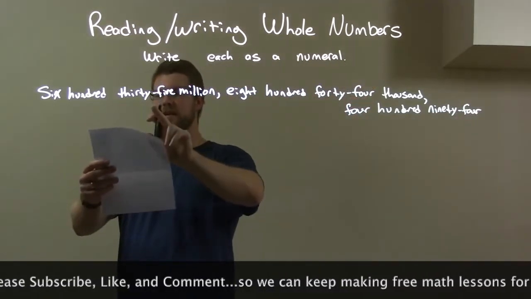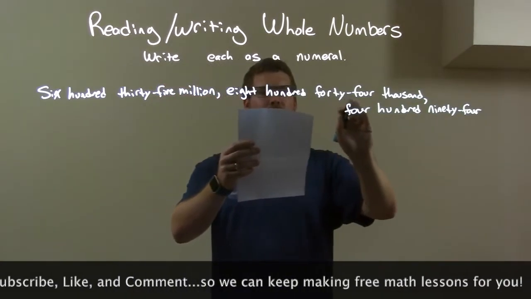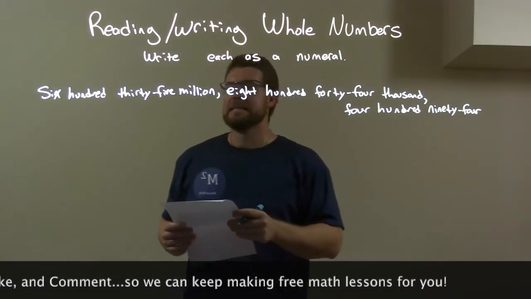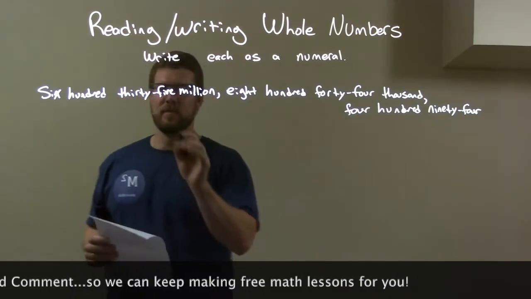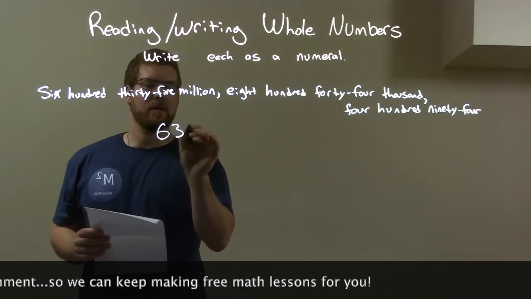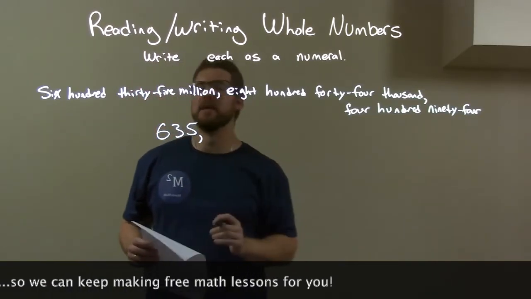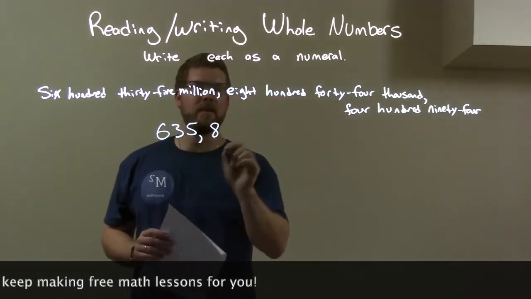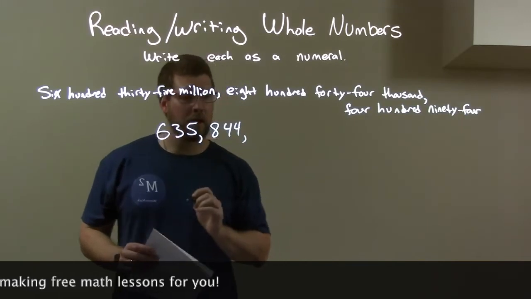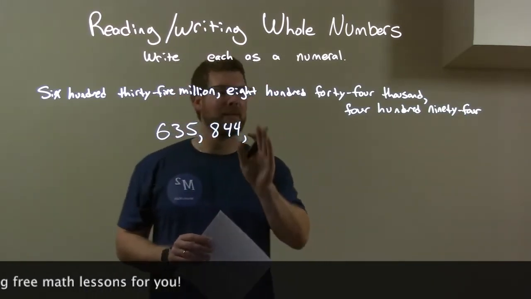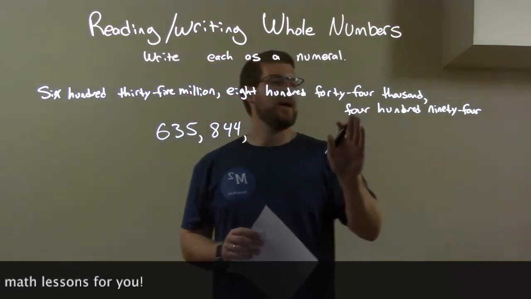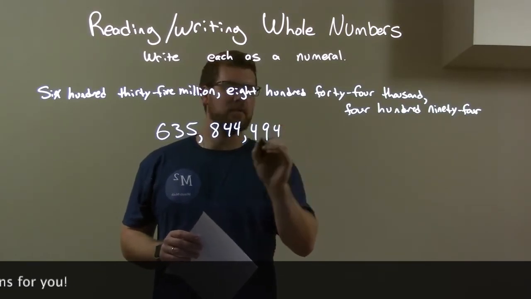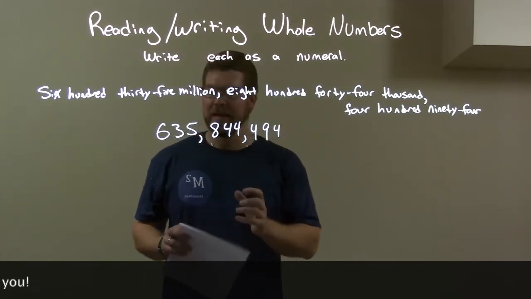35,884,494. Okay. So 635,844,494. Well, let's start with the 635 million. We have the 635, but this is the million, so there's going to be six places afterwards. Then we have 844,000, so we have to start with the 8, and 844 is in the thousands, so there's three places afterwards. Then we have 494. So we start with 4, and 494. So 490, and then the 4 right there. And there we have our answer.